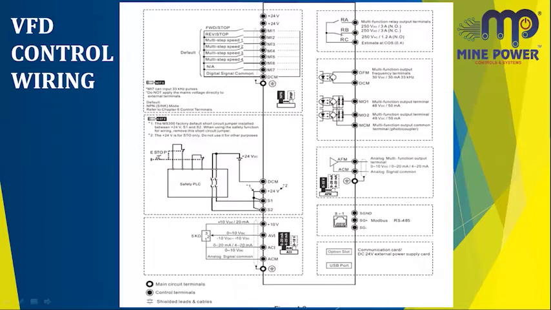In voltage you see 0 to 10 volt. In 0 to 10 volt you can do 2 volt, 5 volt or 7, 8 volt. With the voltage you can control the frequency of the motor also over here.